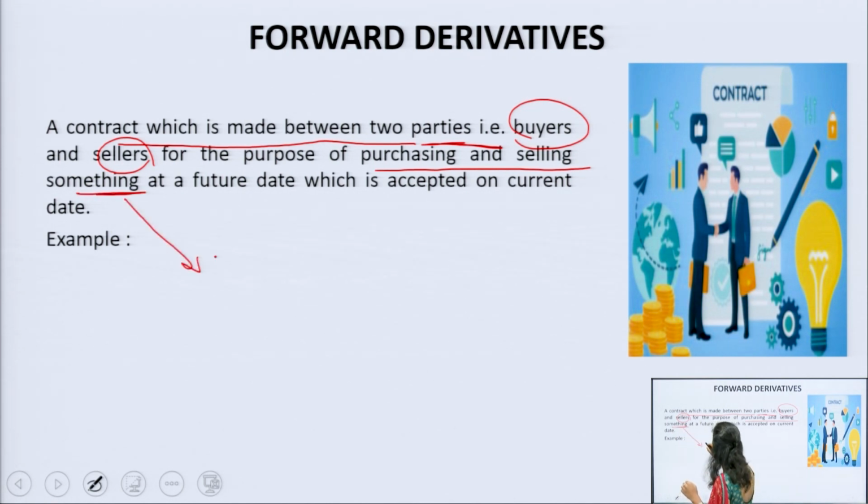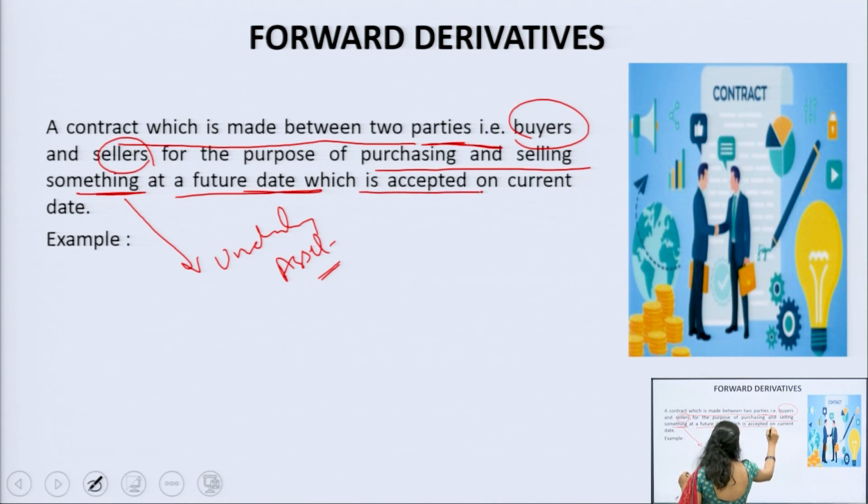Something, we are talking about here any underlying asset. We are talking about the underlying asset at a future date, which is accepted on the current date. Okay. So, this is what a forward derivative is. Let me take an example for a clear view of this particular concept.